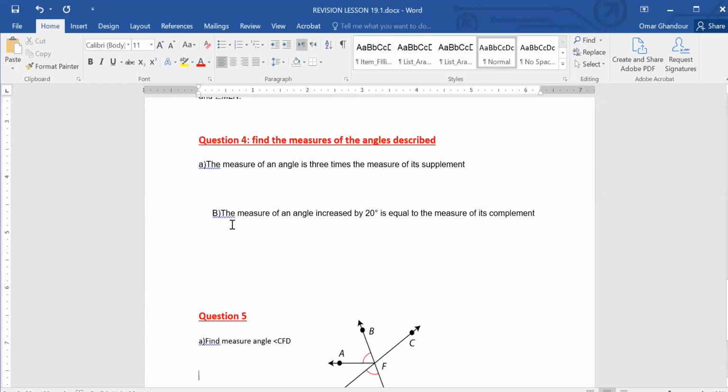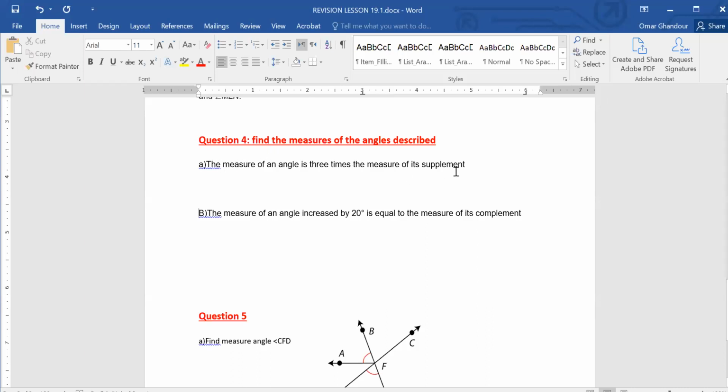Okay, let's think about question 4. Let's do question 4A and B. Find the measures of the angle described. This was in your homework of lesson 19.1, and I found that some of you faced some problems. I don't know why, but we will do it together.